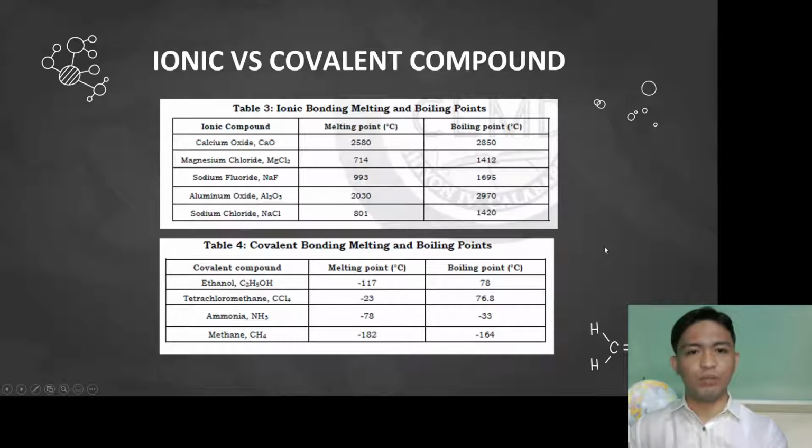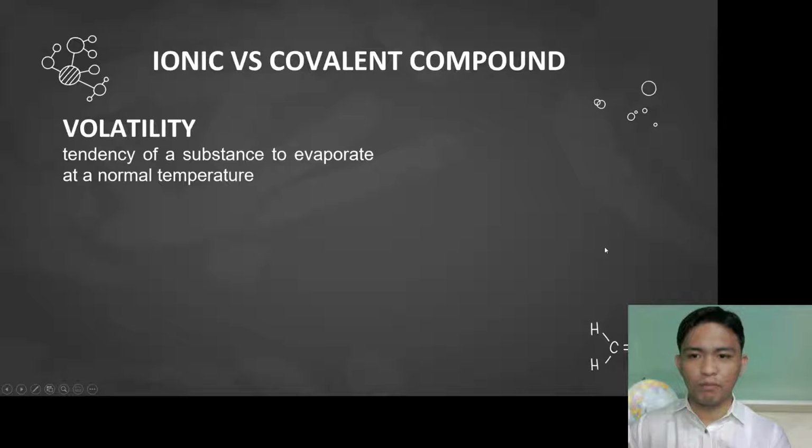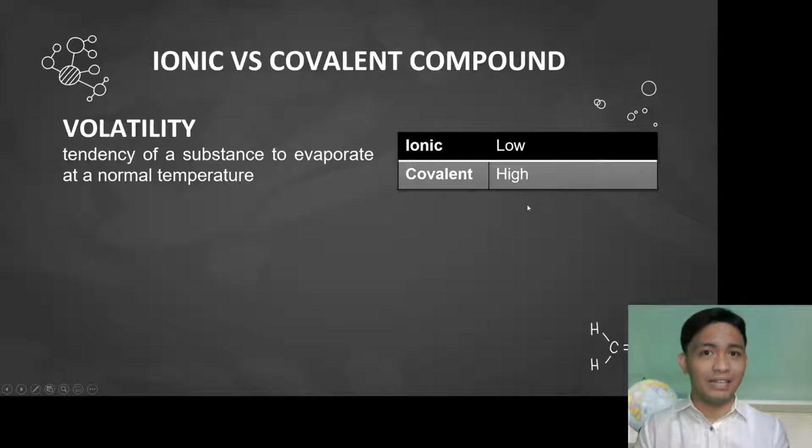Okay? Let's proceed with the next properties. We have volatility, tendency of a substance to evaporate at a normal temperature. So, yung tendency ng mga material na mabilis na mag-vaporize, mag-evaporate kahit nasa normal na temperature naman. So, ano pinagkaiba ng ionic at covalent? Ang ionic, low volatility. So, hindi siya volatile, hindi siya madaling mag-vaporize.